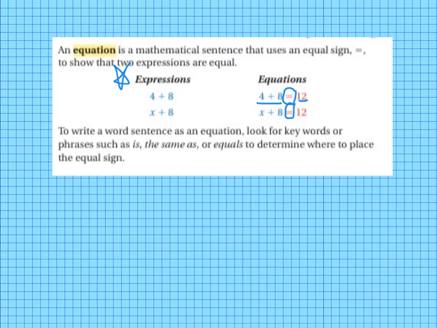an equal sign. To write a word sentence as an equation, look for key words or phrases such as is, the same as, or equals to determine where to place the equal sign.